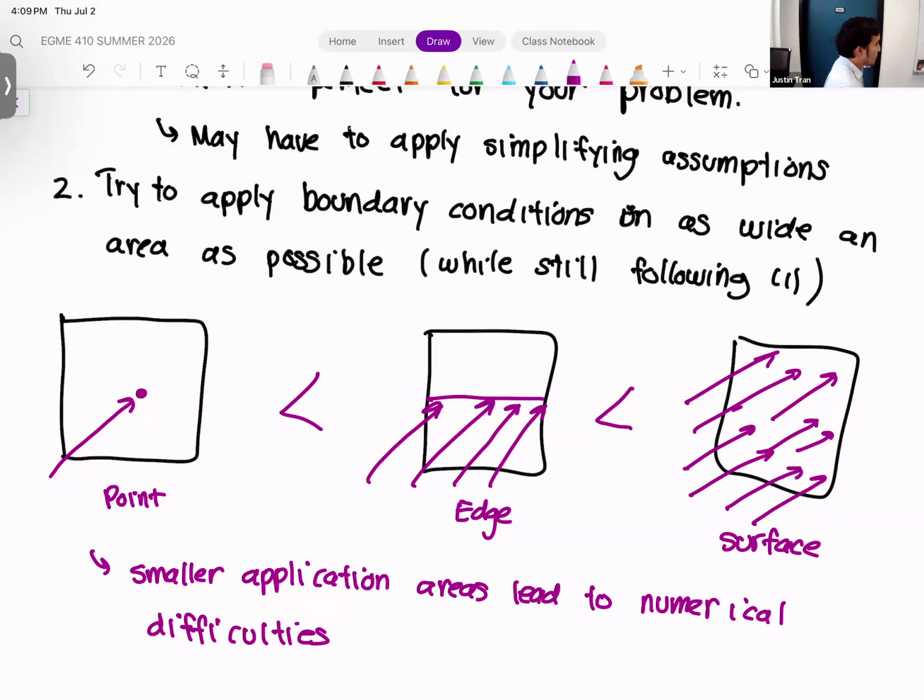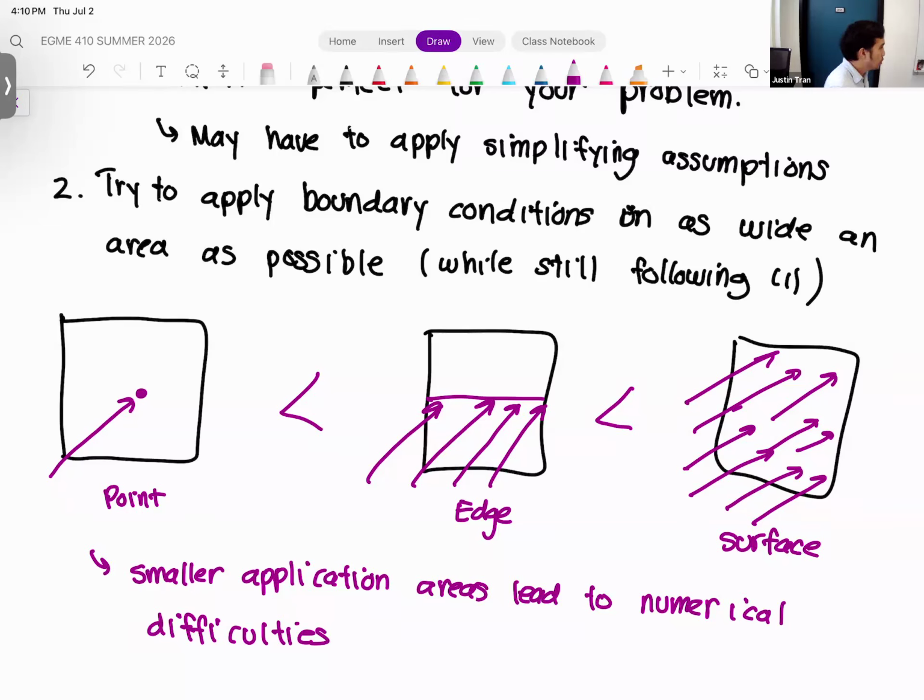ANSYS does have some safeguards against this, and we'll actually see this in activity 3. We are going to apply a point force in activity 3, although it's not the best way to do it. You're going to see that the simulation will still be fine, but you run the risk of your simulation failing if you apply too many of these point forces. So try to avoid it. Try to apply your forces on a surface if you can.